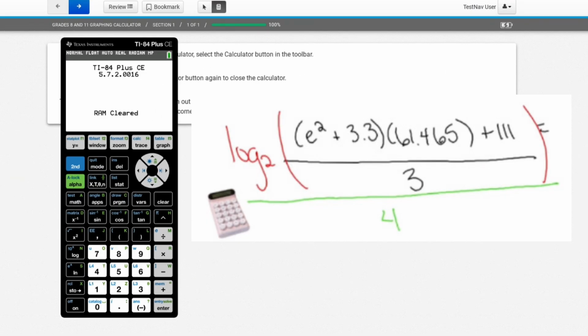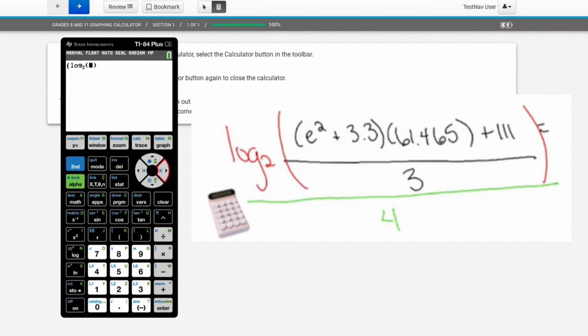Buckle up, baby. You're in for a wild ride. So we have a huge fraction, and the fraction is that huge log thing, as you can see on the right. That's the numerator, and then the denominator is 4. So I'm going to wrap the entire numerator in parentheses. Now there's a little secret for log: if you hit math and scroll up a few times, there's log base. What that does is it allows you to plug in log base 2.